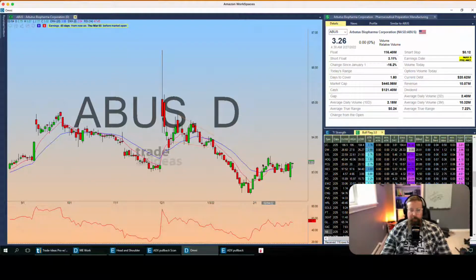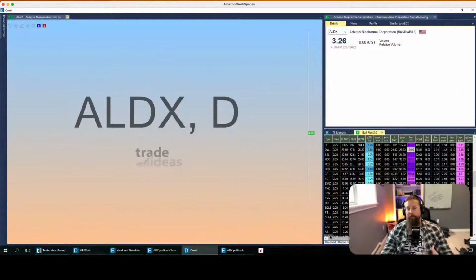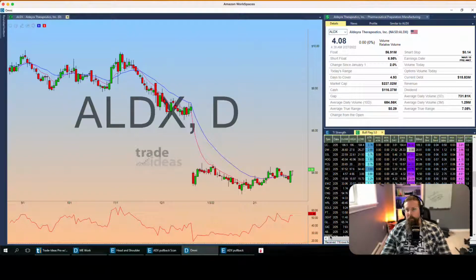It's ABUS, a nice little bull flag, but it's down a little bit. It's just earnings is too close. So if you look right here, when they highlight that in yellow, one thing that I love about Trade Ideas is it goes, hey, earnings are in 3 days. I just don't think that's enough time for me to make my risk reward.